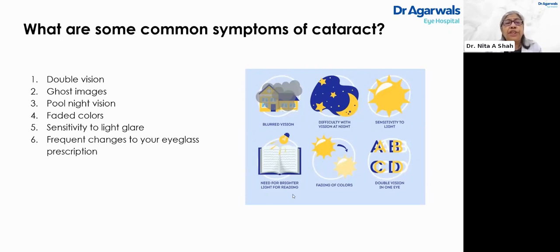Also, frequent changes of eyeglass prescription is an indication, especially if you're 50 plus, to get the eyes checked up. It could be because of cataract, as the vision is fuzzy. When the person is answering, when the spectacle checking is done, the answers may not be accurate and the number may change, or because of the cataract progressing, the number may keep on changing.